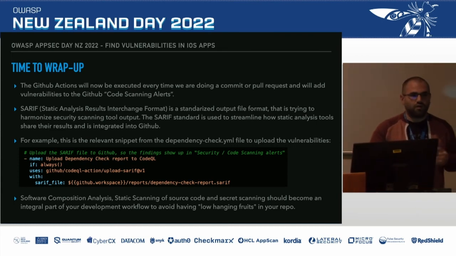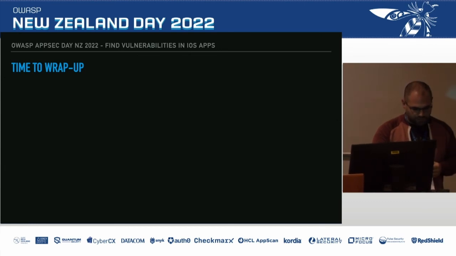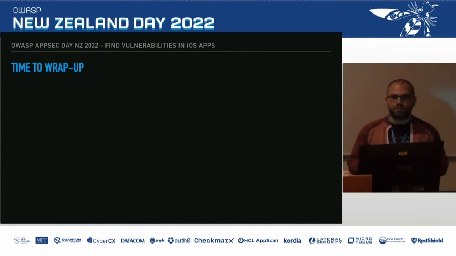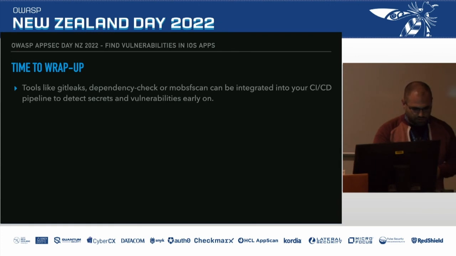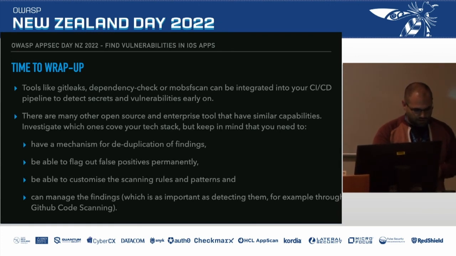So this is the actual power of the Gitleaks action that I showed you, because it will upload the SARIF file generated by the tool into CodeQL and into the vulnerability section of your GitHub repo. And of course, all the scanning, SCA, SAST, and secret scanning should become an integral part of your development pipeline or your CI/CD pipeline.